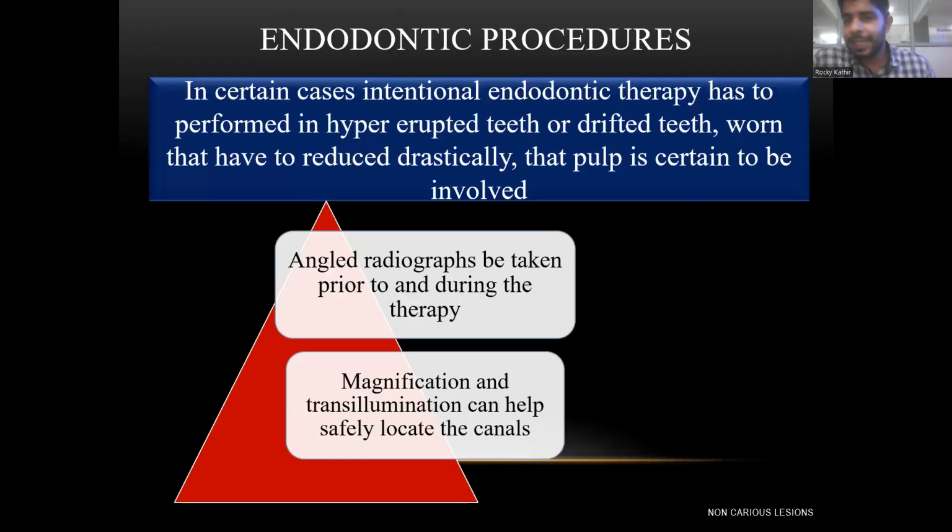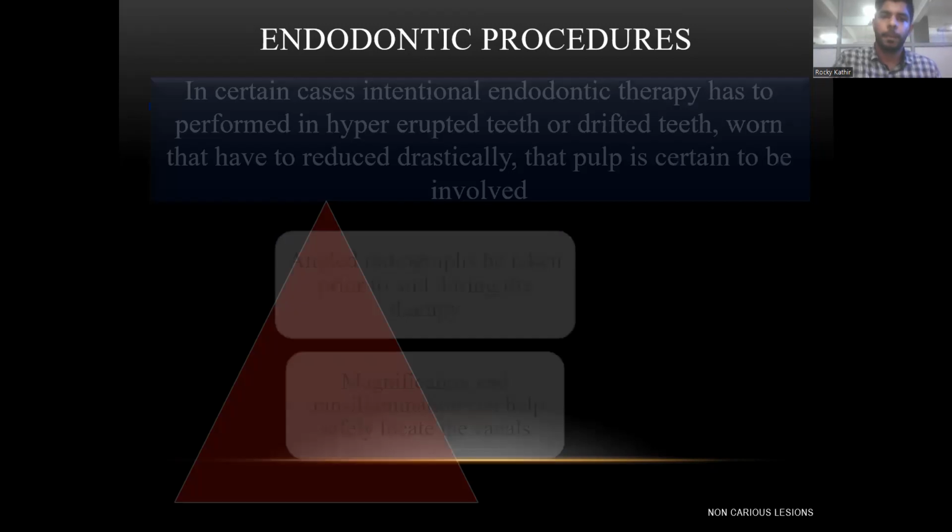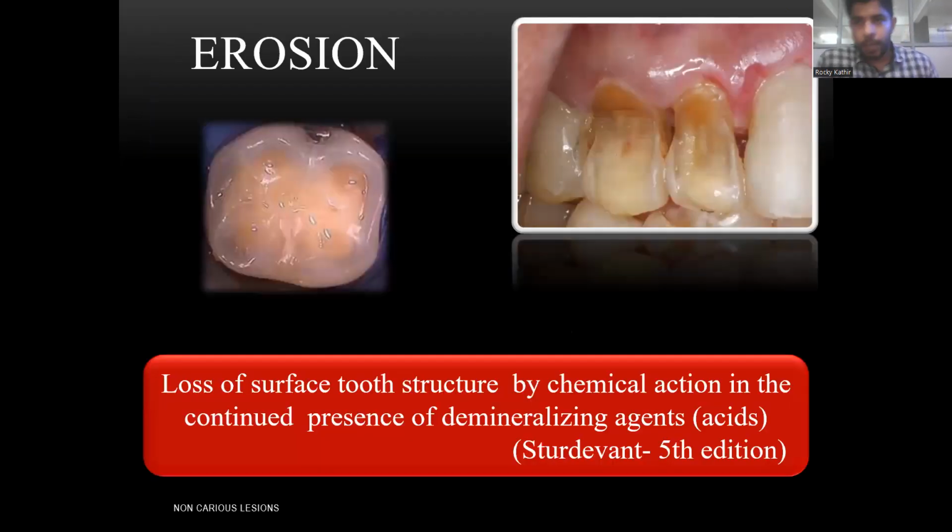In certain cases, intentional endodontic therapy has to be performed in hypererupted teeth or tilted teeth and malposed teeth that have to be reduced drastically and when the pulp is certain to be involved. In such cases, angled radiographs should be taken prior to and during the treatment, and the aid of magnification and illumination can help to safely locate the canals. The other non-carious lesions such as erosion, abfraction, and abrasion will be dealt with in the next class. Thank you.